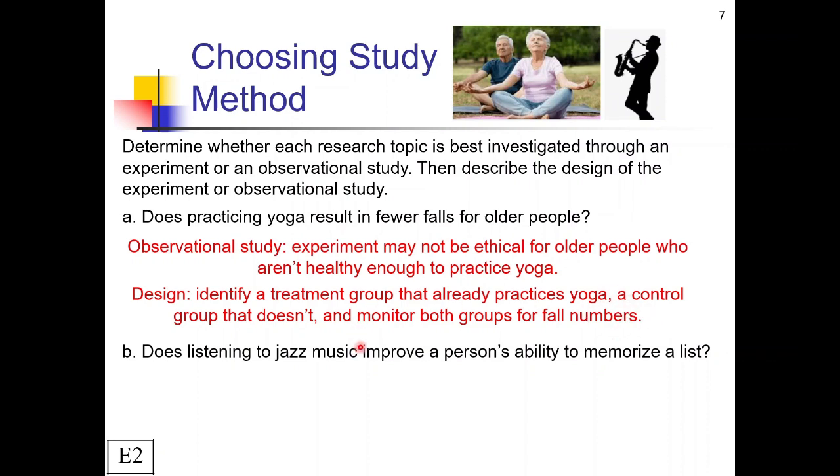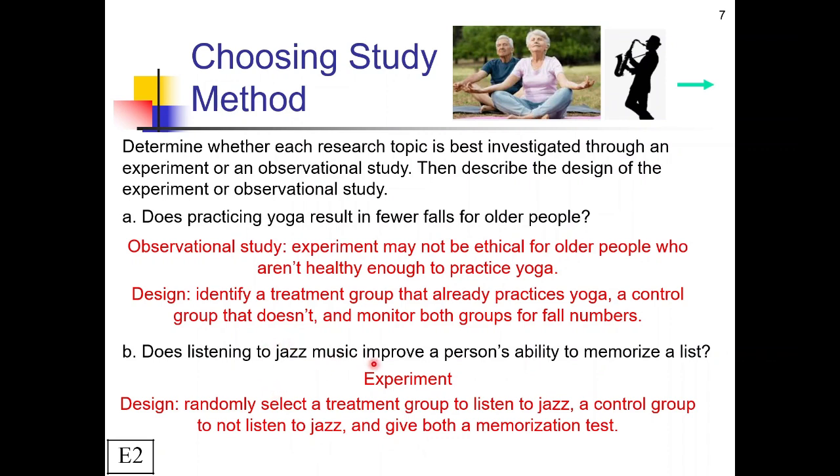Now, for this other example, does listening to jazz music improve a person's ability to memorize a list? So although you could do an observational study of people who listen to jazz and people who don't, and take a look at their test scores, you do have a little bit more of an option on this one. I mean, contrary to what some people might think, it is not unethical to have people listen to jazz music, so you actually could do an experiment on this one. Your experiment could take the form of randomly selecting a treatment group that listens to jazz, a control group that doesn't, and then giving both a memorization test.